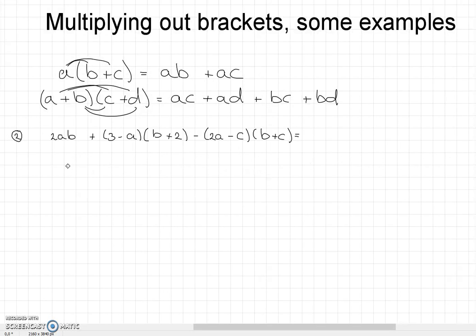Let's look at a second example. Again, we put the next step below the step before. 2ab. There's nothing I can do with this now, so I just put it below it. Then, this is something I can do something with. 3 times b is 3b. 3 times 2 is plus 6. Negative 8 times b is minus ab. Negative 8 times 2 is minus 2a. Then there is a negative sign over here.